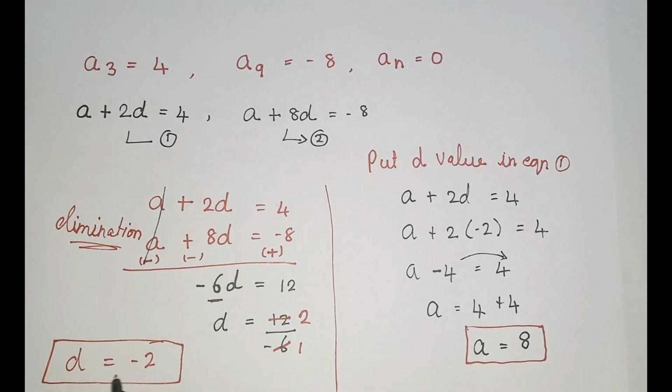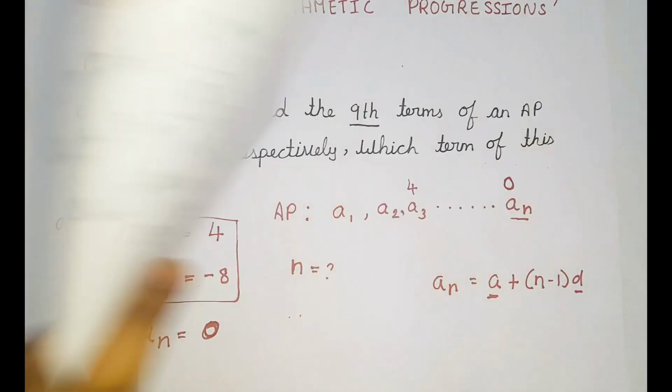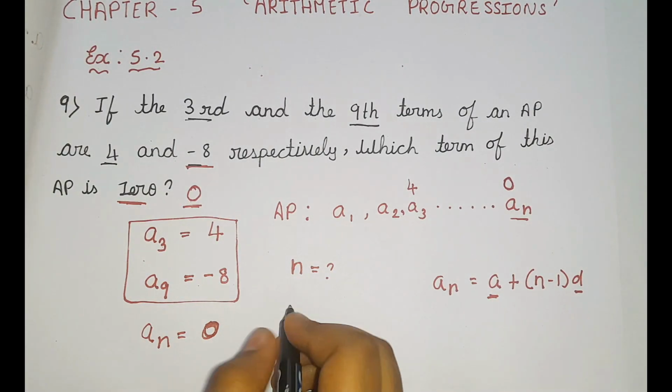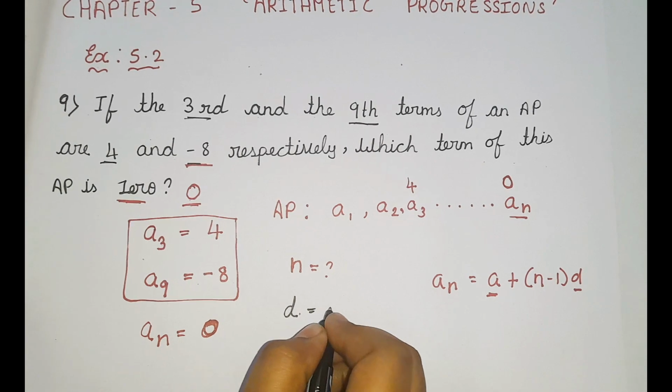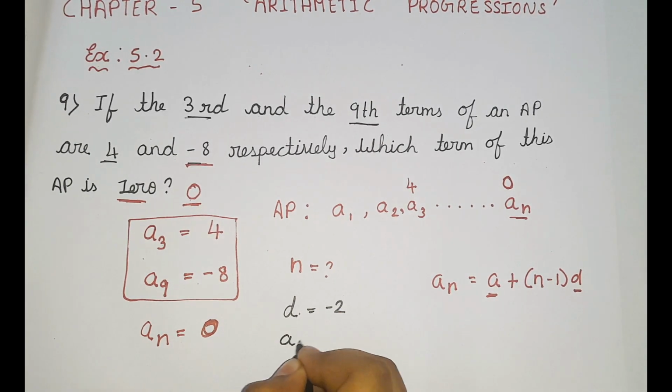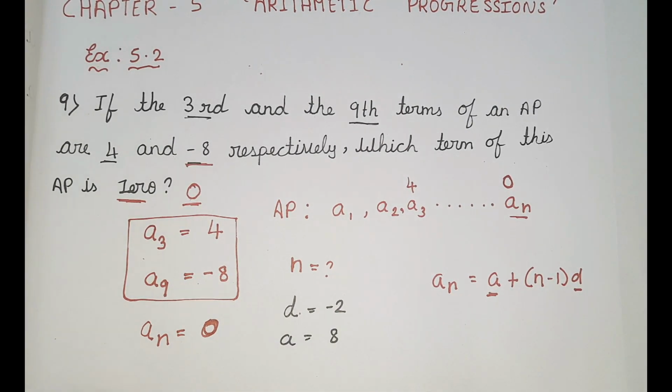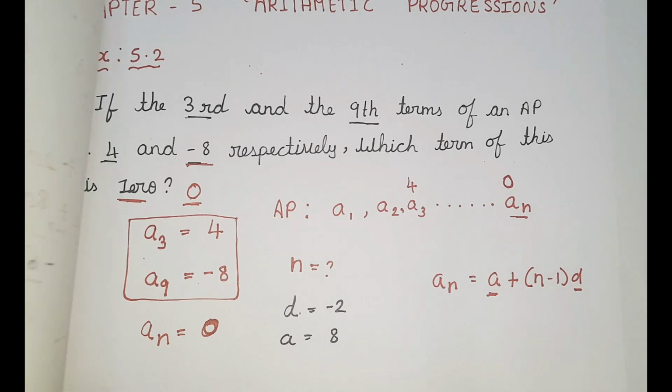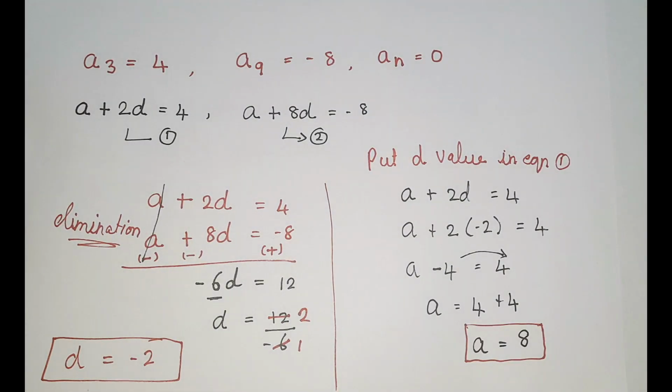Okay, and then we'll get the d value. So put the d value in equation number 1 and we'll get the a value. Since we know the d and a value, we can just apply this formula. So I'll just write it here: d is equal to minus 2 and a is equal to 8. Now let us apply this formula.